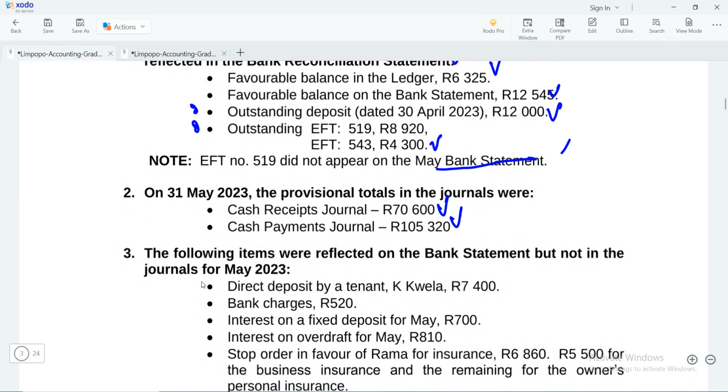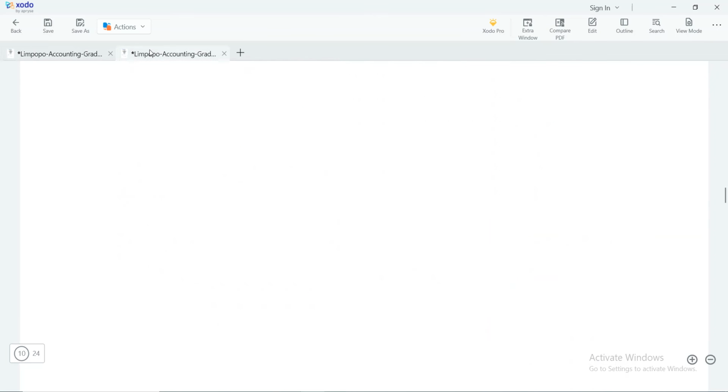The next one, they're saying the following items were reflected on the bank statement but not in the journals for May. Why? Because remember, these are the things that the bank is aware of. We will not know about them until we get the bank statement. Something like a direct deposit occurs when a tenant goes straight to the bank and deposits some money. They did not come to you, so you won't be aware. You will only be aware when you get that bank statement. So this 7,400 will go in our CRJ because it is a direct deposit, meaning that we are receiving money.